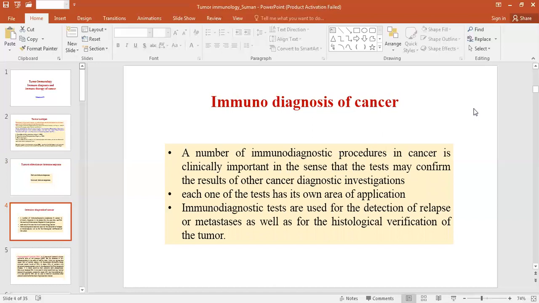Now I'm coming to immunodiagnosis of cancer. A number of immunodiagnostic procedures in cancer are clinically important in the sense that the tests may confirm the result of other cancer diagnostic investigations. However, each one of the tests has its own area of application. Immunodiagnostic tests are used for the detection of relapse or metastasis as well as for the histological verification of the tumor.